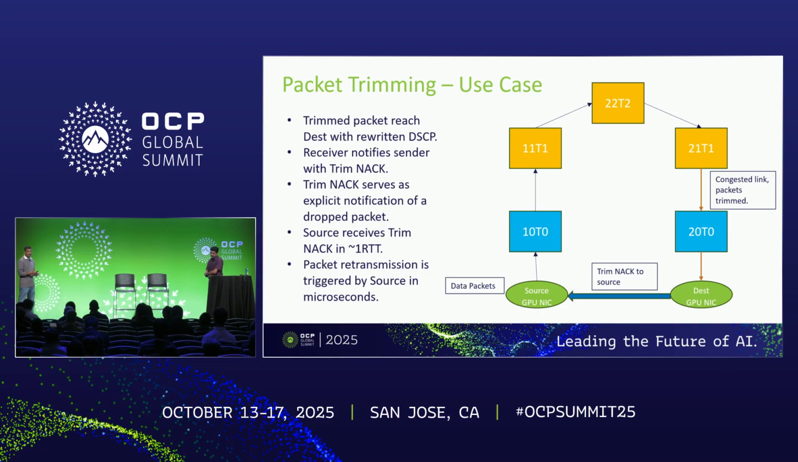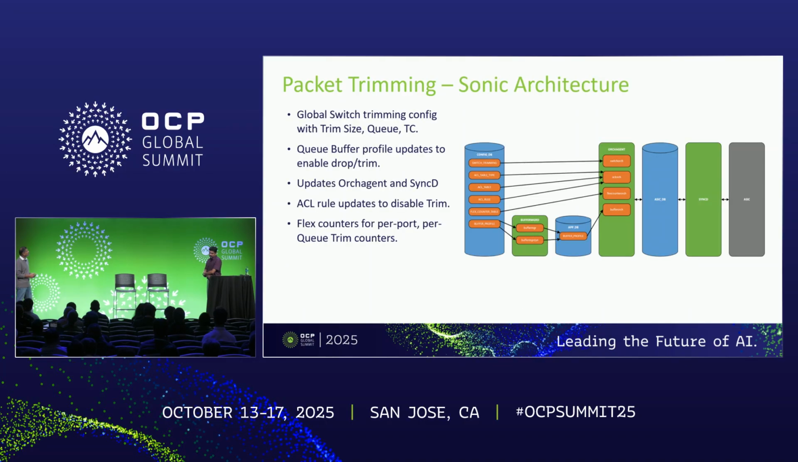This new SID list, which doesn't include the congested link between 21T1 and 20T0, can be used for future data packets. So in this case, the packet retransmission can happen in approximately 1 RTT plus extra overhead, compared to any other packet timeout-based approach, which can take milliseconds or in some cases seconds. So this is the overall packet trimming feature.